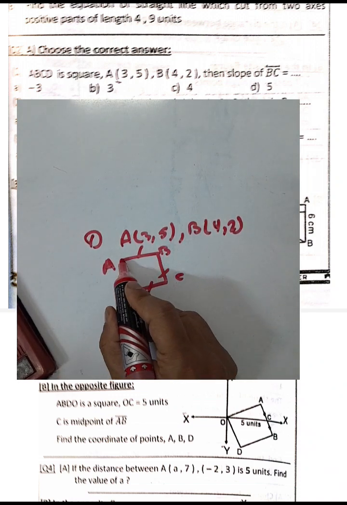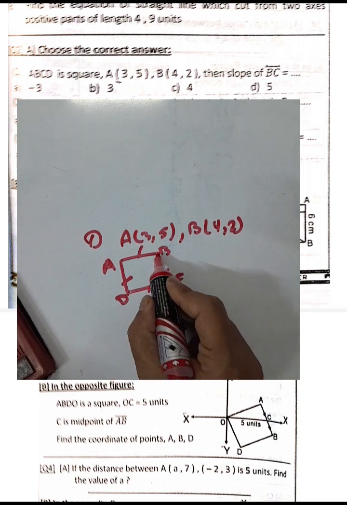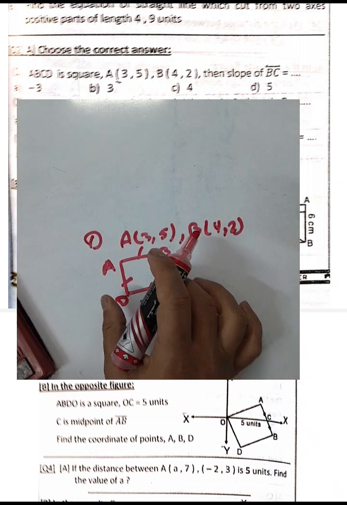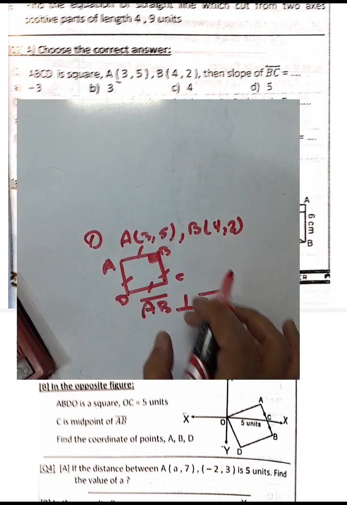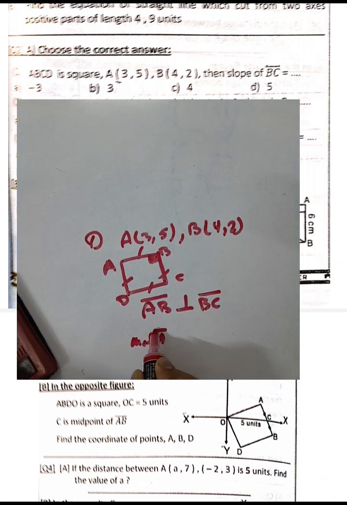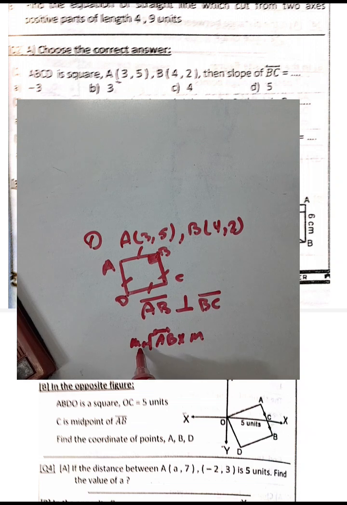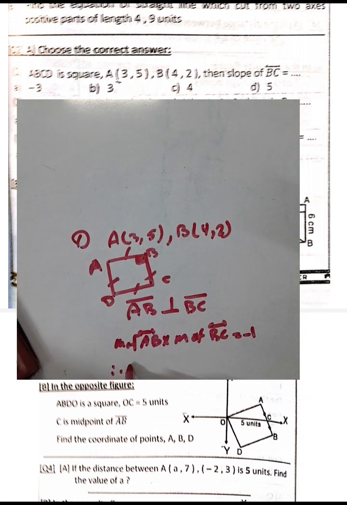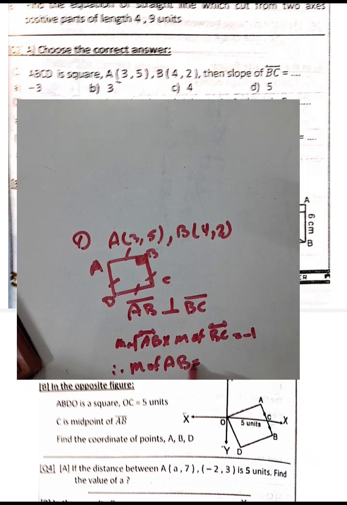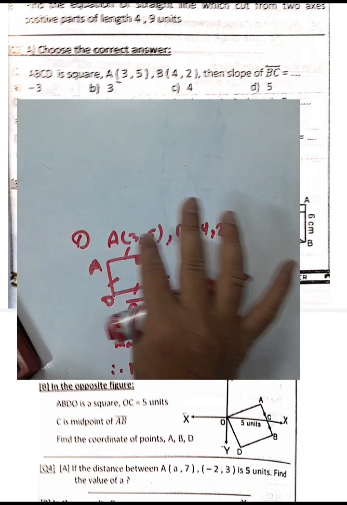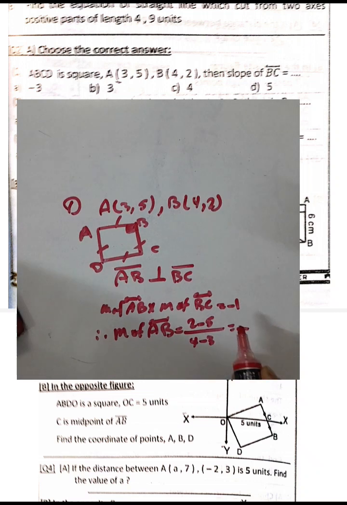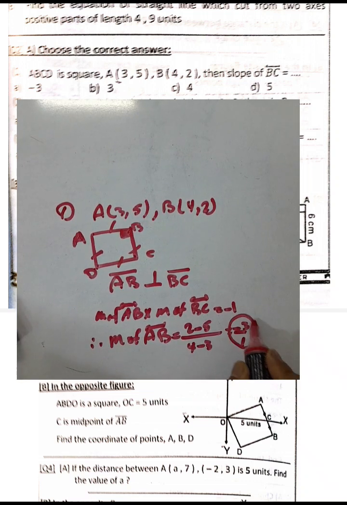He gave us the coordinates of A and B, and you want to find the slope of BC. We know AB is perpendicular to BC because each angle of a square equals 90 degrees. Then AB perpendicular to BC means the slope of AB times the slope of BC equals negative 1. Then we can find the slope of AB using the rule: y2 minus y1 over x2 minus x1, which is 2 minus 5 over 4 minus 3. 2 minus 5 is negative 3, and 4 minus 3 is 1. Then the slope here is negative 3.